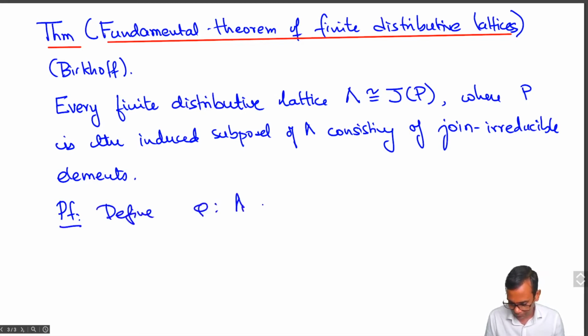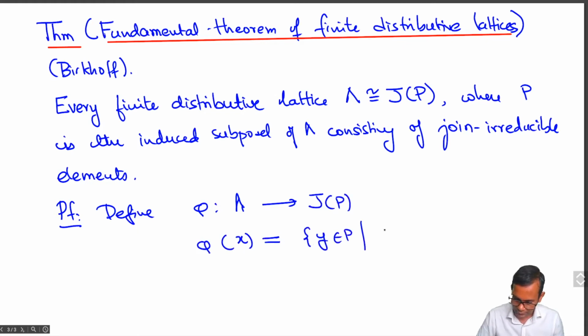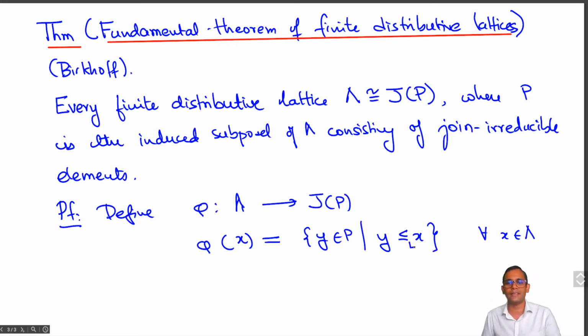To prove this, we'll try to define a function from Lambda to J(P). Given any element x in Lambda, we'll define phi of x to be the ideal consisting of all y in P such that y is less than or equal to x. So these are all the join irreducible elements that are less than or equal to x. Here x need not be in P. x is a general element of Lambda, and so this inequality here is actually in Lambda. But of course P is an induced subposet, so inequality in P is the same as inequality in Lambda. We don't need to write this symbol, but I'm just signifying here that x is not even in P, so it's in Lambda.